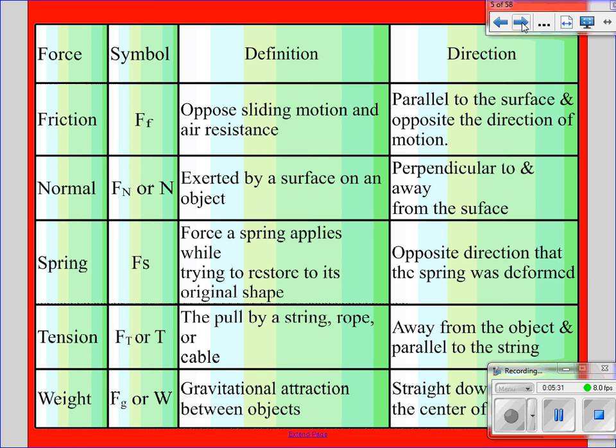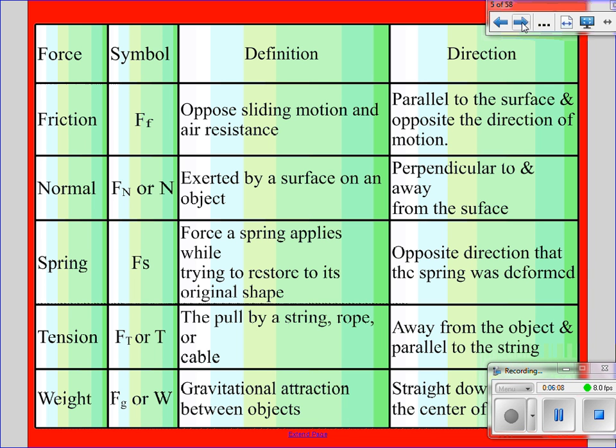Alright, let's go ahead and look at some of the different types of forces that you'll see in this unit. Notice this table here. The first column is the name of the force. We're going to look at friction, normal force, spring force, tension force, and then a force called weight. Notice the second column has the symbols. Friction is F sub F. Force normal can be F sub N or just capital N. Spring force is F sub S. Tension force is F sub T or just the capital T. And then weight is either F sub G or capital W.